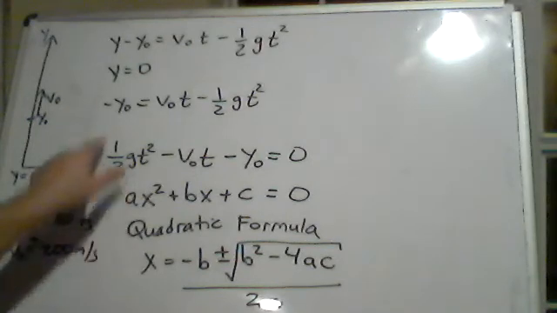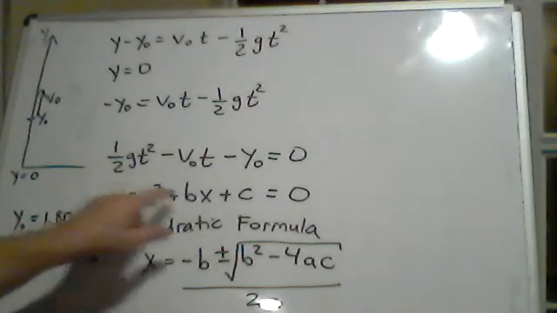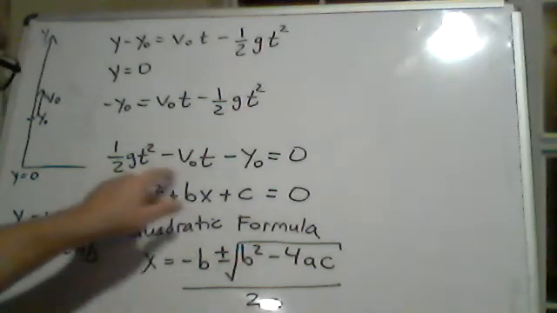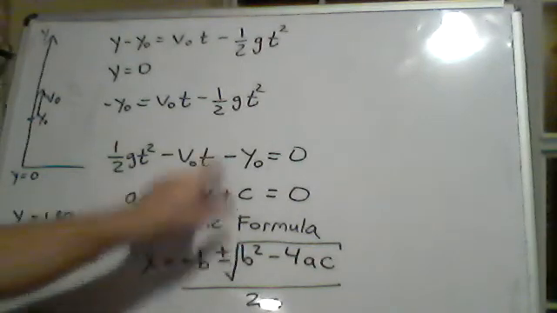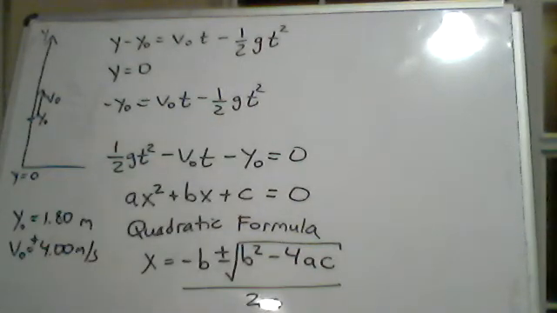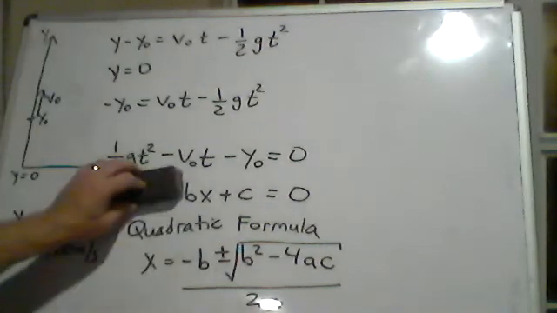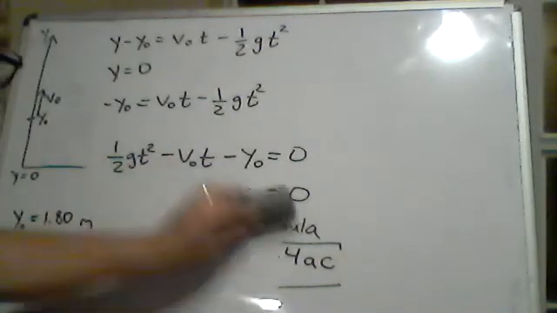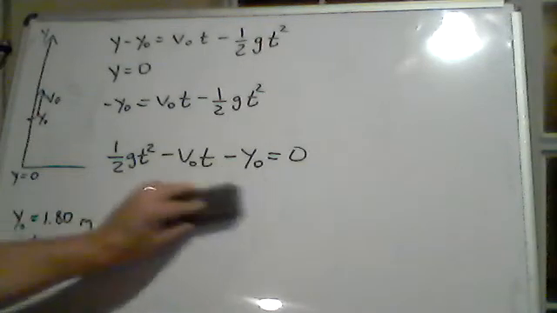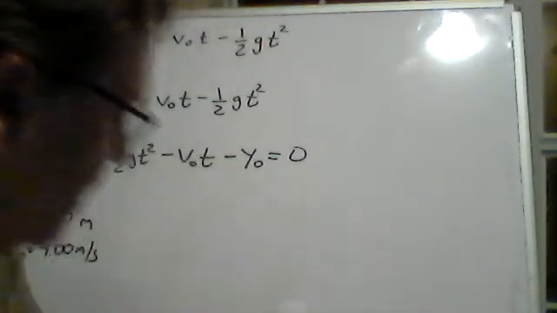My a is 1/2 g. My b is negative v naught. And my c is negative y naught. I have basically the isomorphic formula. I have the quadratic formula written for this problem. So I can use the exact same equation for it. So I'm going to erase this algebra 1 stuff. And I'm going to essentially write out the quadratic formula. I need to use it for this problem.